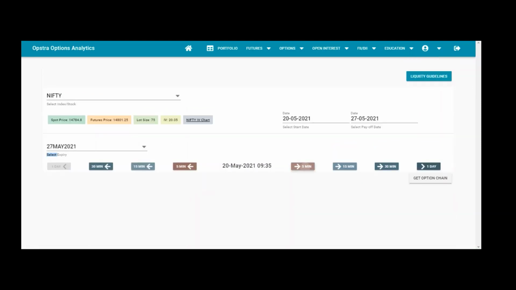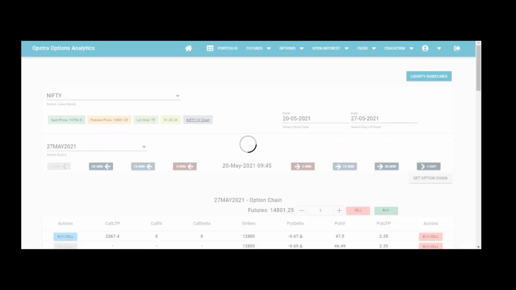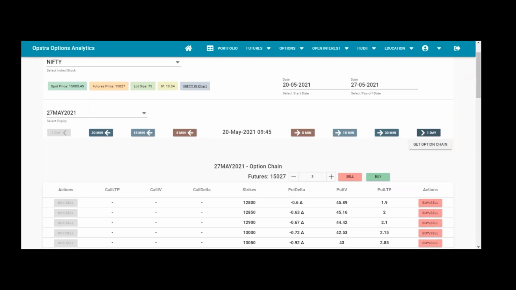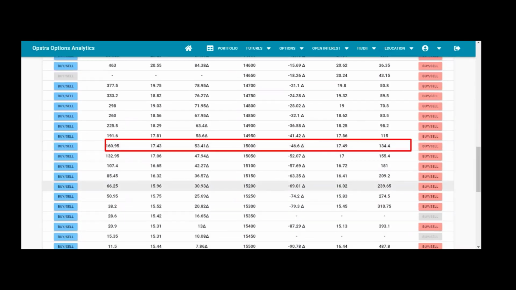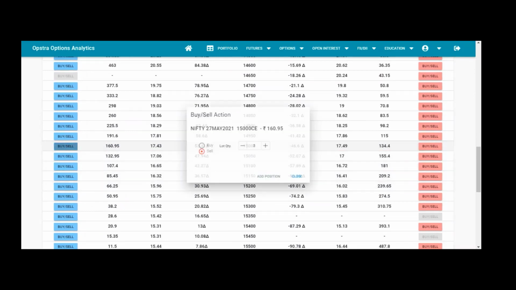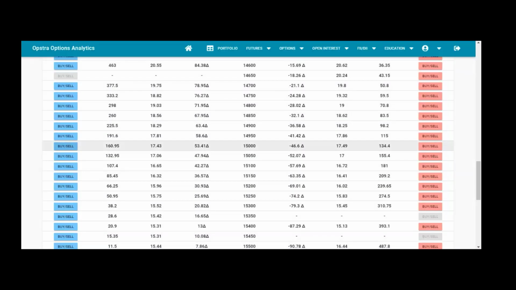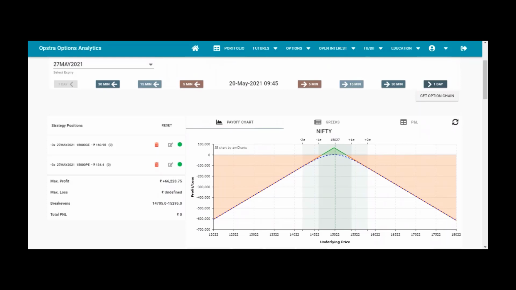Go to 9:45. So let's see what is the spot price, future price at 9:45. So it is 15,000, right? 15,027, which is near to 15,000. So now let's go to the 15,000 at the money, and let's sell 3 lots of call option and 3 lots of put option. So I sold the 3 lots of call option and I'm selling the 3 lots of put option. That's it. After 15 minutes at 10 o'clock, we are in the loss of 45 rupees, and after 30 minutes, we are in the profit of 7,000 rupees.